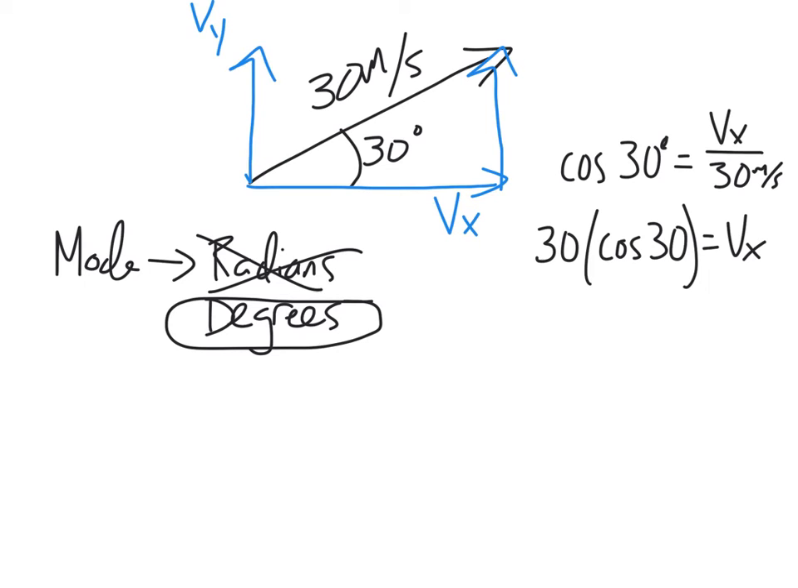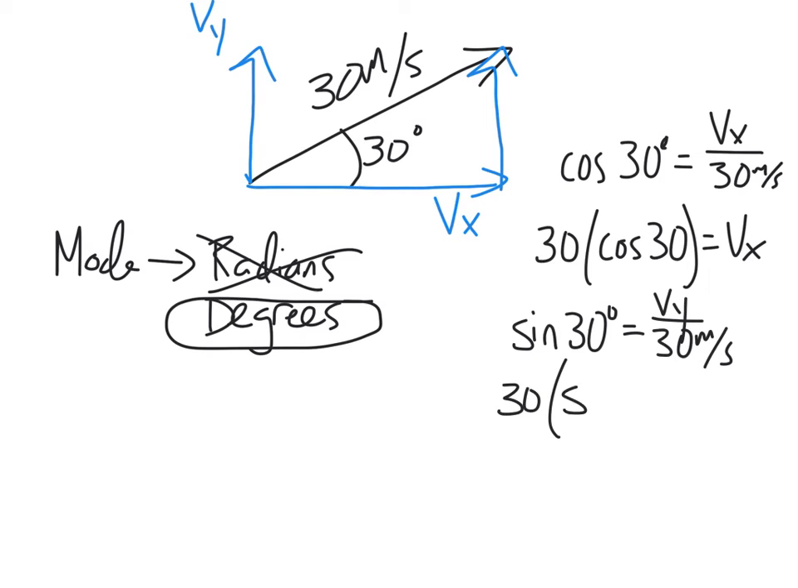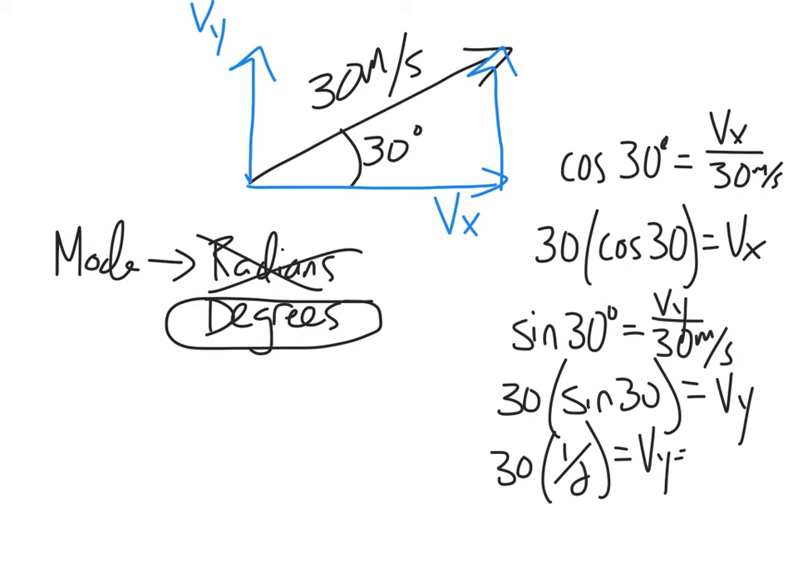So writing my equation, I have sine 30 degrees equals my velocity in the y direction over my hypotenuse, which is 30 meters per second. So again, rearranging, I just multiply to move over the 30. So 30 times the sine of 30 equals my y velocity. And I know sine of 30 off the top of my head is a half, so 30 times a half equals my y velocity, which is 15 meters per second.